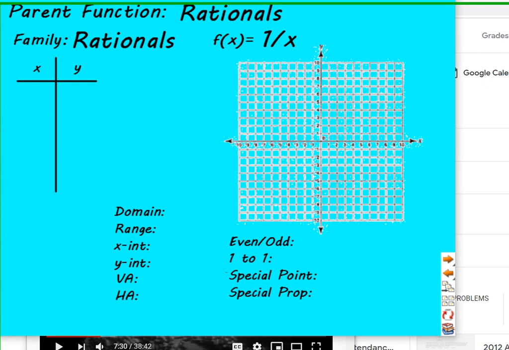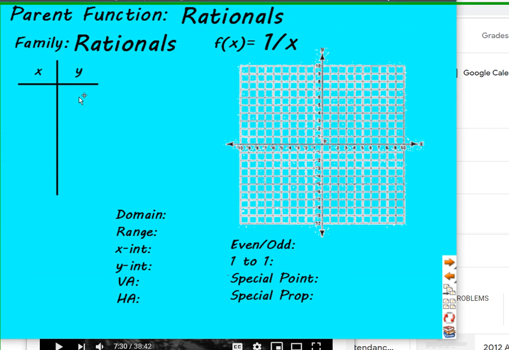Alright, start of our new section here is dealing with rationals, and the rationals are kind of in their own little family. 1 over x will be our standard parent function, so what we're going to do is plug in -3 to +3, and all we're doing is basically taking a reciprocal. So when you plug all those values in, you just get the flipped fraction as a result. And notice when x equals 0, well, you can't divide by 0, so we don't have a value for that.